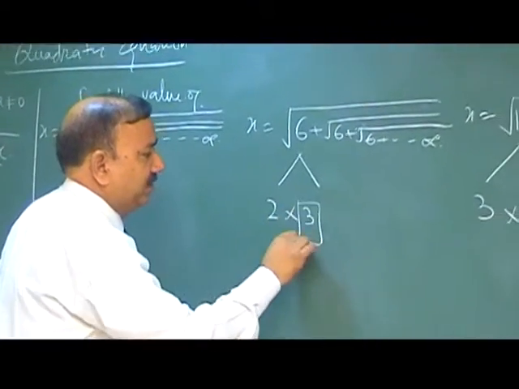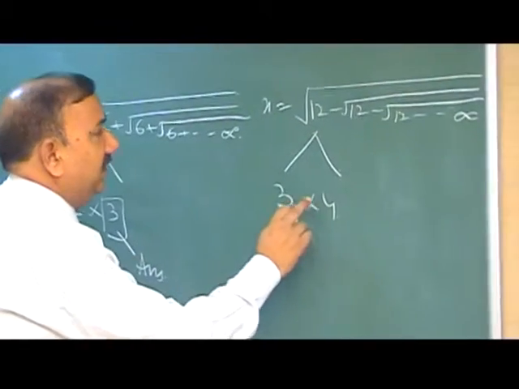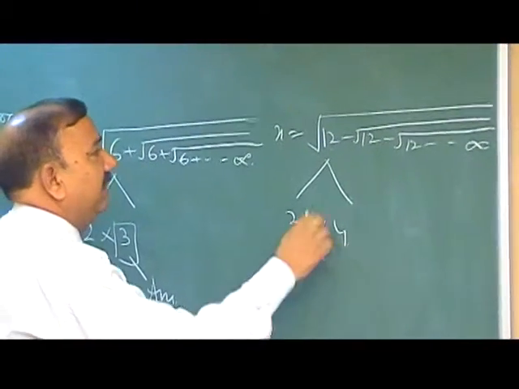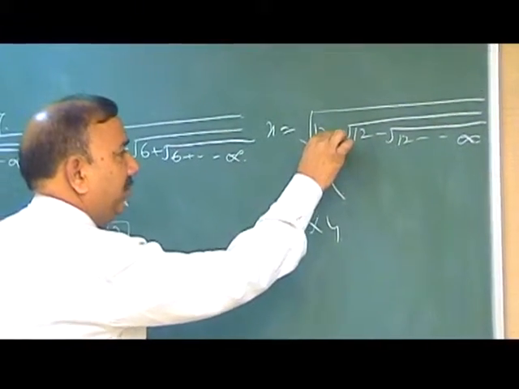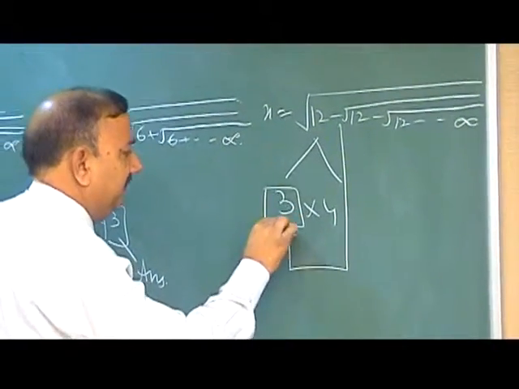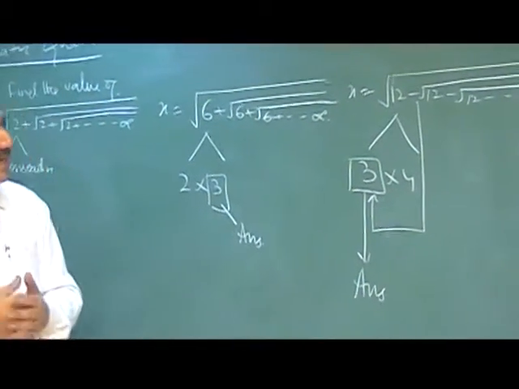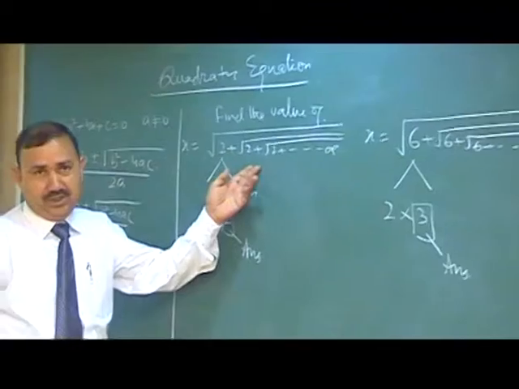What is the answer of this question? This is 3. And what is the answer of this question? It is not 4. Why? Because there is a negative sign. Because of this negative sign, we have to select this number. So this is the answer of this question. This is a very interesting way to solve these questions.